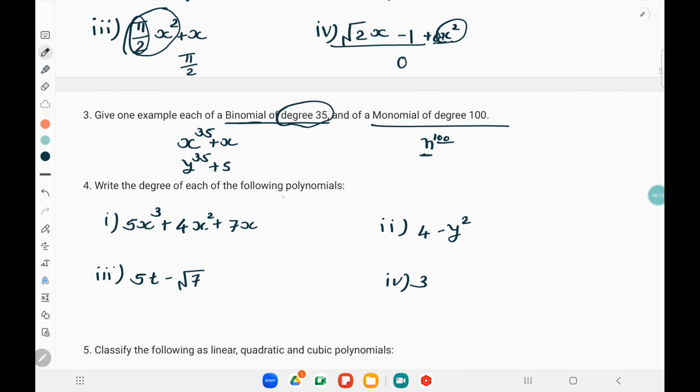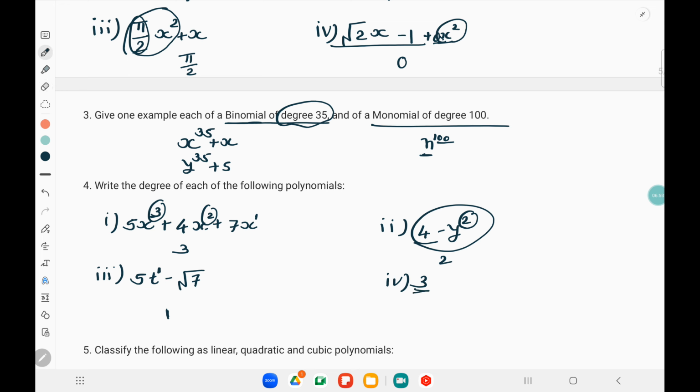Write the degree of each of the following polynomials. So we have to write the degree. Degree means power, and here, where there is no power on the last term, it means it has a 1. But when we write the degree of the polynomial, it means the highest power. So here the highest power is 3, so the degree of this polynomial is 3. For this polynomial, the degree is 2. The highest degree is 2. Here, for this polynomial, t has no written power, so we consider it as 1. So the degree is 1 for the third polynomial.